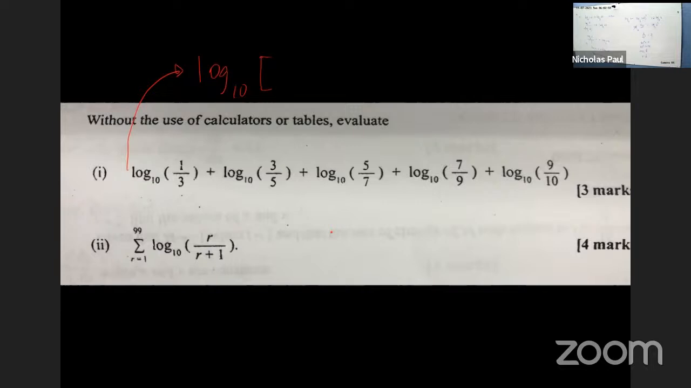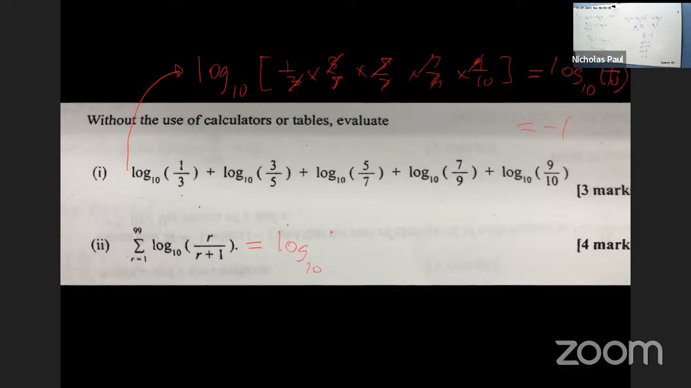Anybody want another answer? So the first part's simple, right? Because the 1/3 by the 3/5 by the 5/7 by the 7/9 by the 9/10, right? And we learned before only the smallest and the largest will remain. That's log to the base 10 of 1/10, which is -1. All right. So what does this mean? What's the first value in this term here when r is 1? 1 over r plus 1, which is 1 over 2.